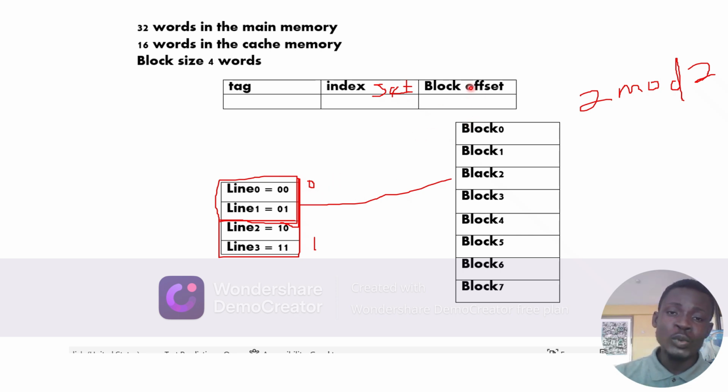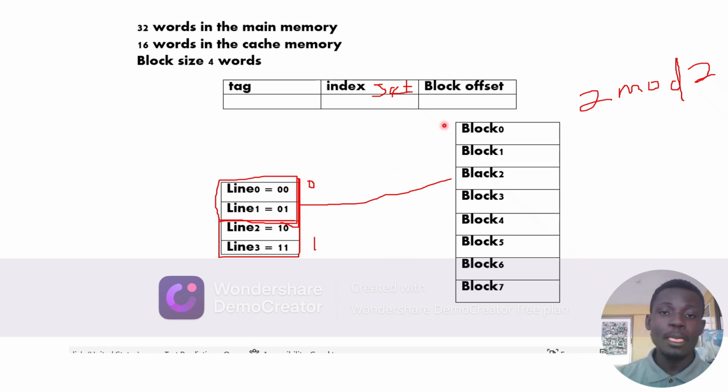So now this block will depend on the set, not the line. This index set here directs us to the specific set. So this will rather depend on the two sets, not the line. So this one is the same, this one is the same. So how do we find our bits? This is how we find our bits.